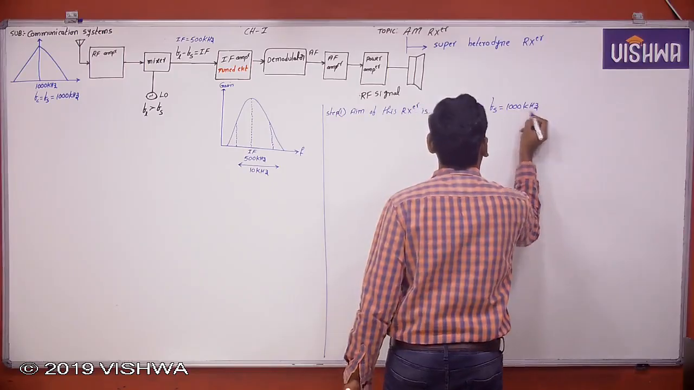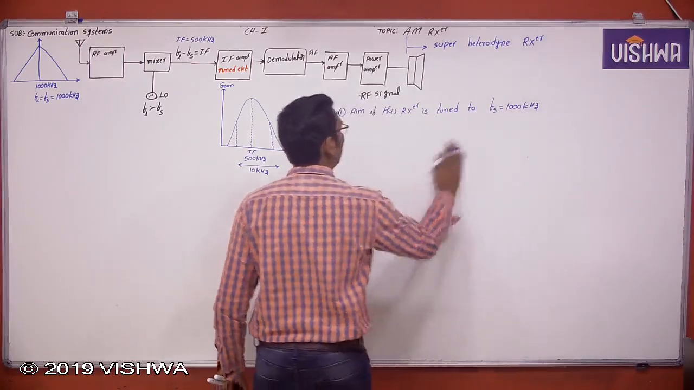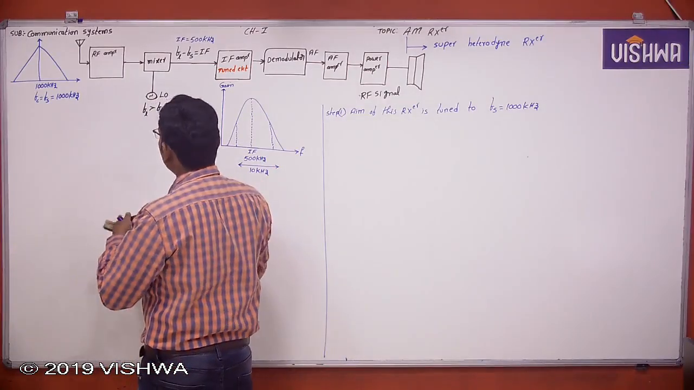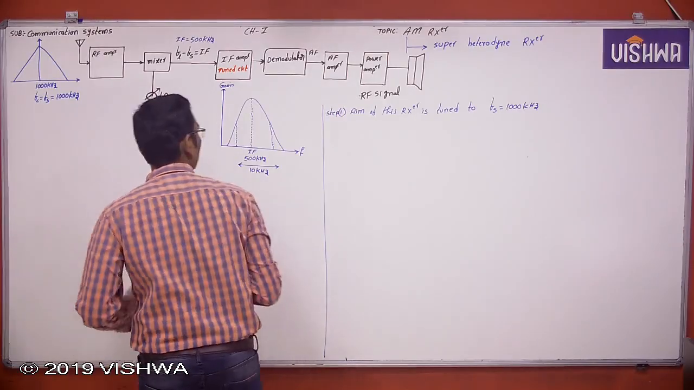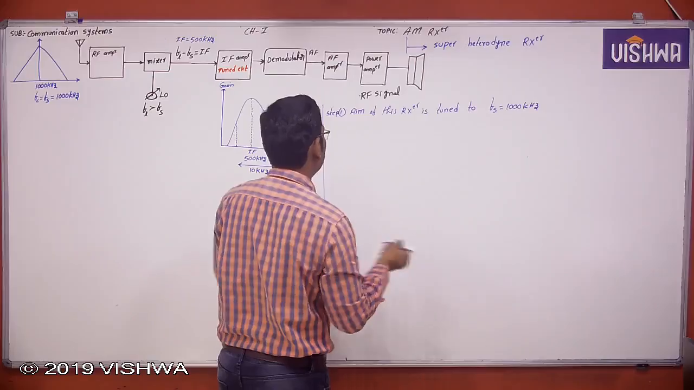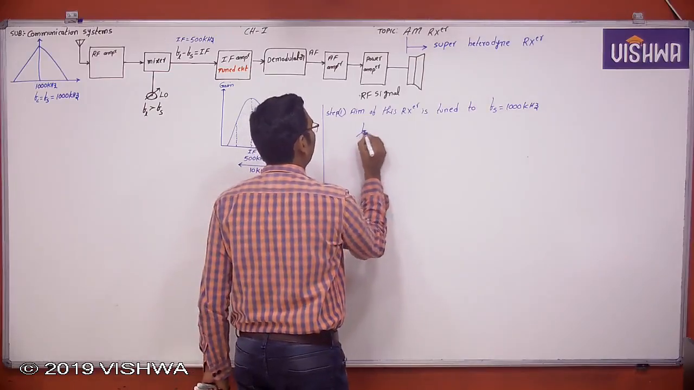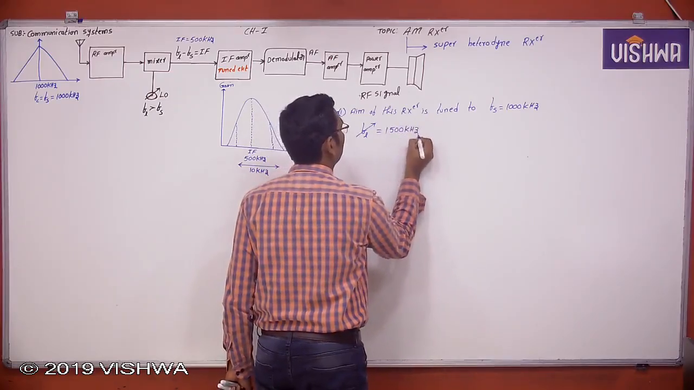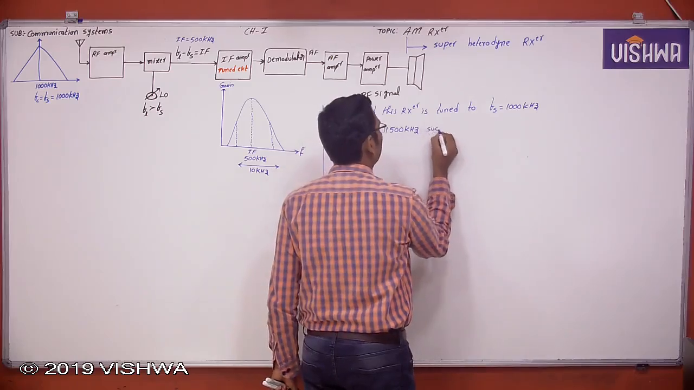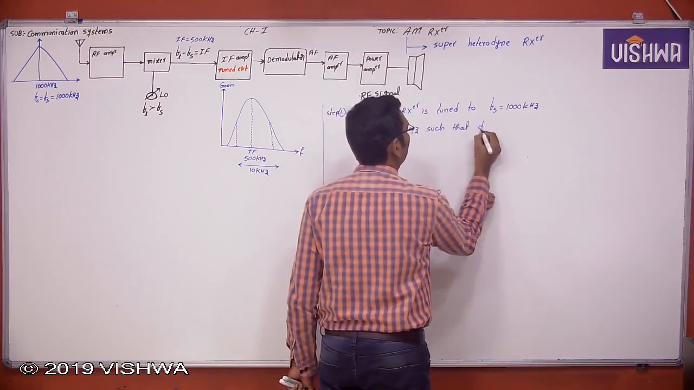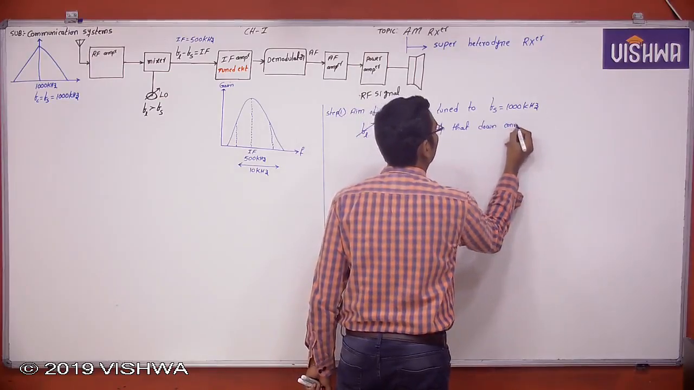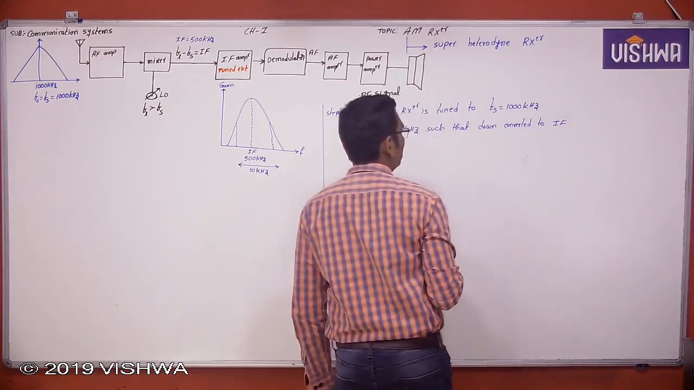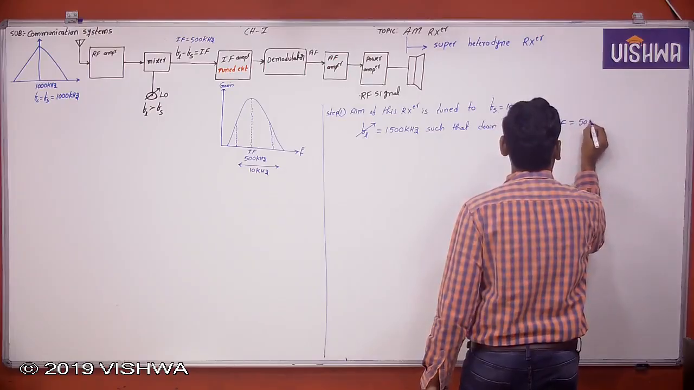What happened now, you tell me? If this Fs is equal to 1000 kilohertz, now first of all, the local oscillator frequency is adjusted, am I not? So in step 1, the local oscillator frequency is adjusted to 1500 kilohertz, such that it is down converted to IF, which is equal to 500 kilohertz.